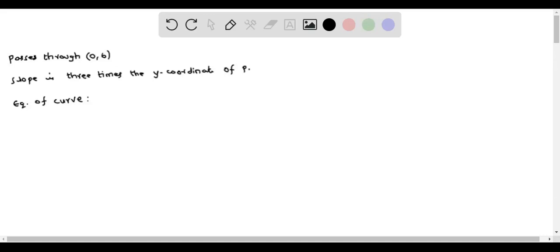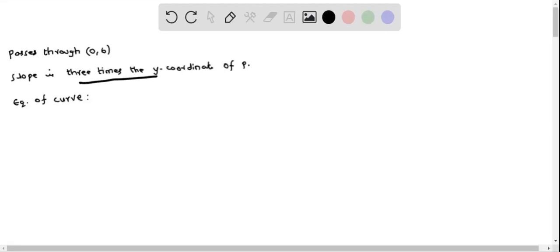We are given that the slope of the curve is 3 times the y coordinate of P. So let's write down this statement into mathematical equivalent. We know that the slope is given by dy over dx. So I write down dy over dx. This equals 3 times the y coordinate of point P. So we can write this as 3y.